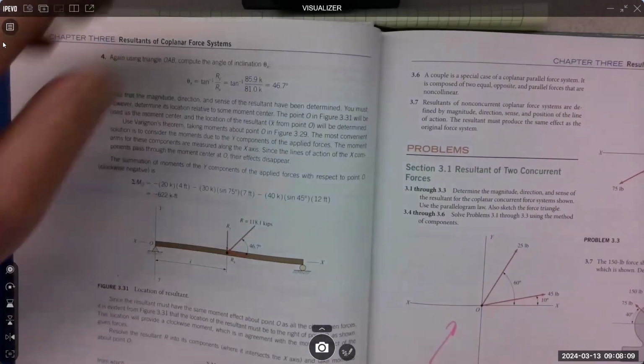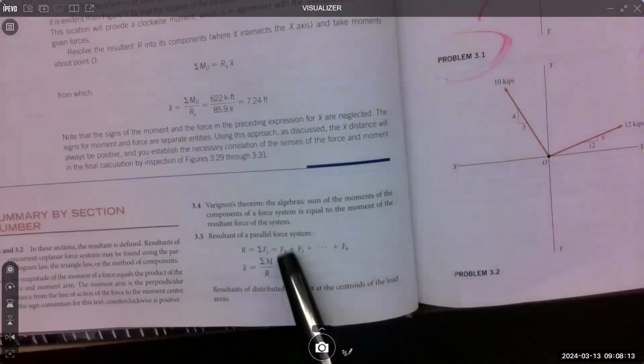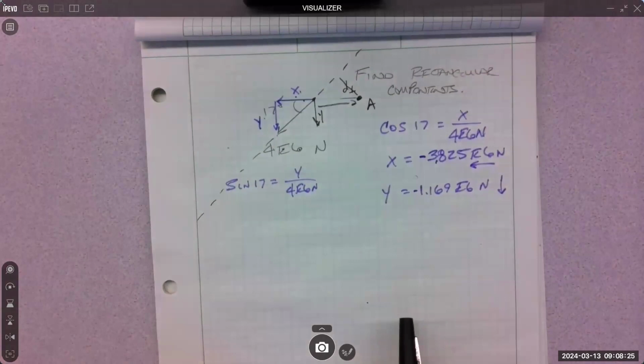And I think, did we do resultants? Yeah. We started into resultants of parallel systems. So it says resultants of parallel force systems. We should practice that. What do you think? Remember that? Anyone remember that? Given a parallel system, find the resultant.